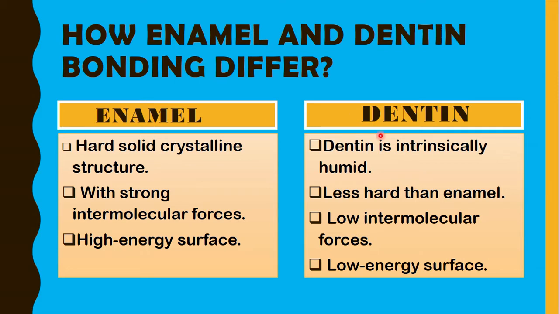Alright, so the basic difference: enamel comprises a hard solid crystalline structure with strong intermolecular forces. It has a high surface energy, whereas dentin is intrinsically humid owing to the presence of dentinal fluid in the dentinal tubules, and it is also less hard than enamel. It has low intermolecular forces and low surface energy compared to enamel. So bond strength to dentin is consistently lower than that to enamel, regardless of the material used.